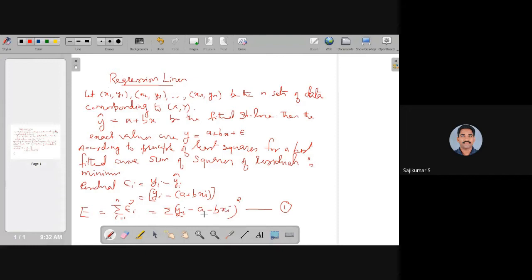So we can find the partial derivative of capital E with respect to a and the partial derivative of capital E with respect to b. Equating these with 0, that means dou E by dou a equal to 0 and dou E by dou b equal to 0, we will get two equations. These two equations are called normal equations. So solving these two normal equations, we get the values of a and b. That is the main idea in deriving the least squares equation.